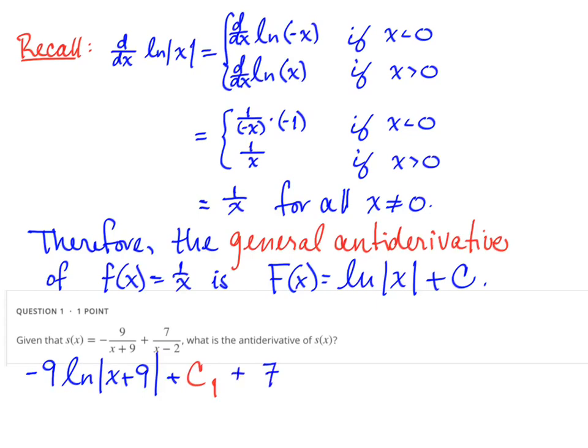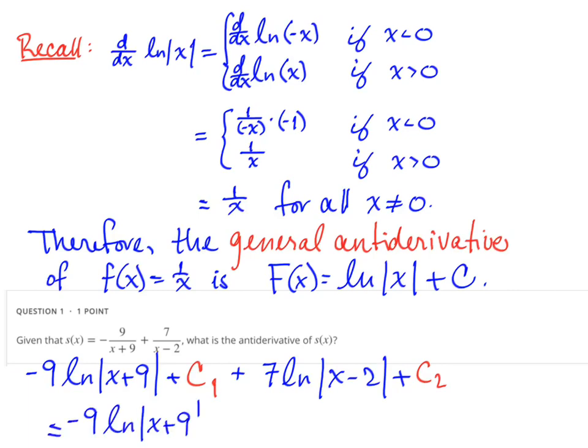The second one is 7 times the natural log of the absolute value of x minus 2 plus some other arbitrary constant, C2. I didn't use the same constant for both of these because I don't want to imply that they have to be the same real number. They could be different. So now we can simplify this, because some arbitrary real number C1 plus some other arbitrary real number C2 is just some other arbitrary real number. So we can just combine them.